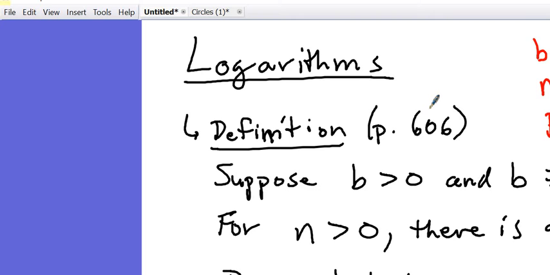So in terms of logarithms, the first thing we need to understand is the definition of a logarithm. We're getting this from page 606 in your book. It says, suppose b is greater than 0 and b is not equal to 1. For n greater than 0, there is a number p such that log base b of n equals p if and only if b raised to the exponent p equals n. Now this is the formal definition of a logarithm.